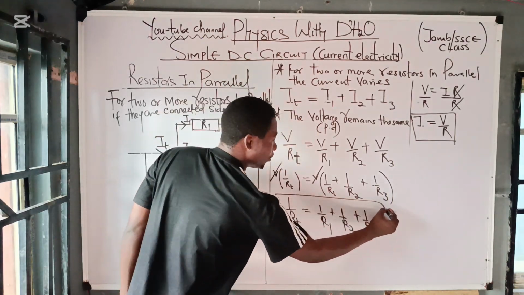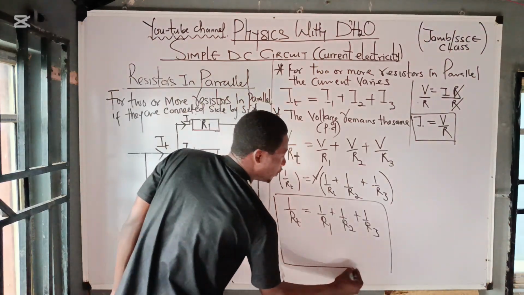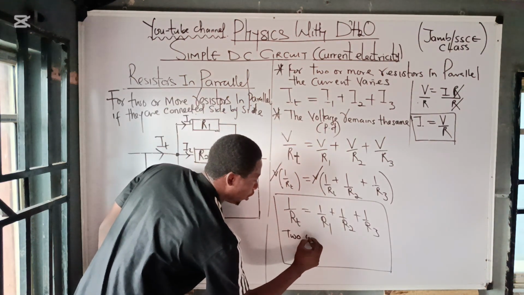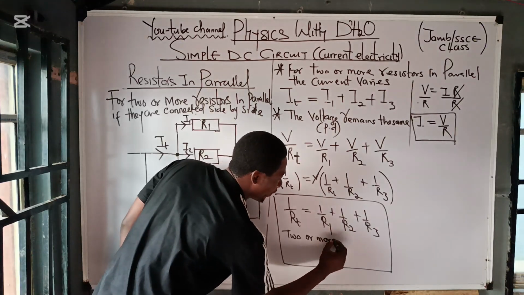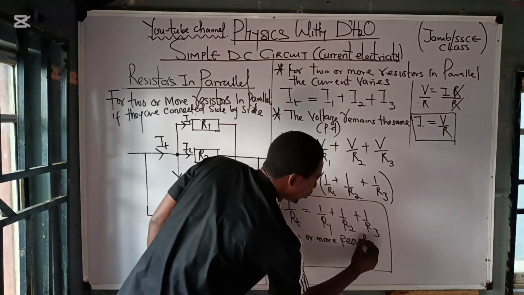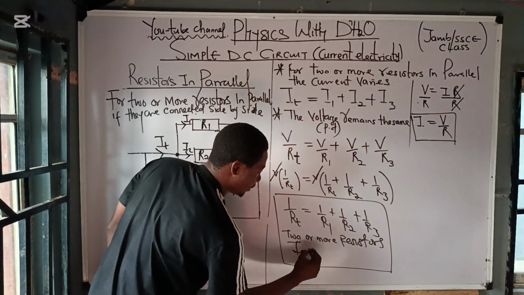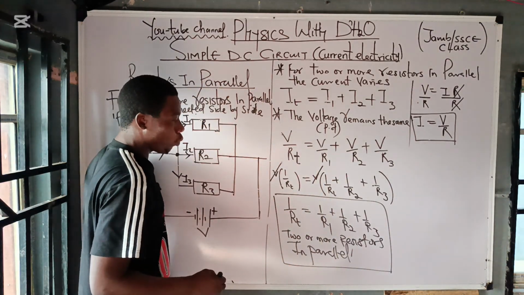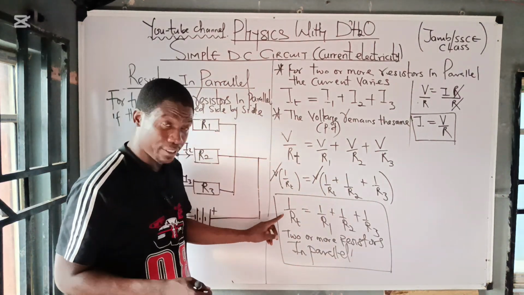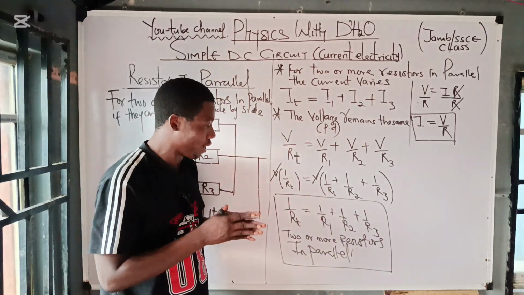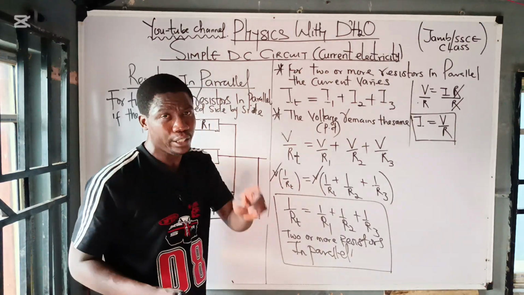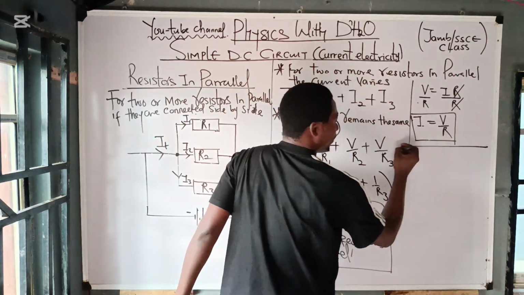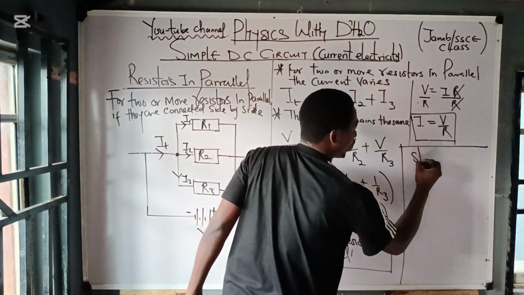Okay, so this formula is used to calculate for 2 or more resistors in parallel. It should be noted that for series, you don't have these reciprocals. You just have R total equals R1 plus R2 plus R3. Please take note of this. It's very important. Then there is this important formula too. This shortcut.